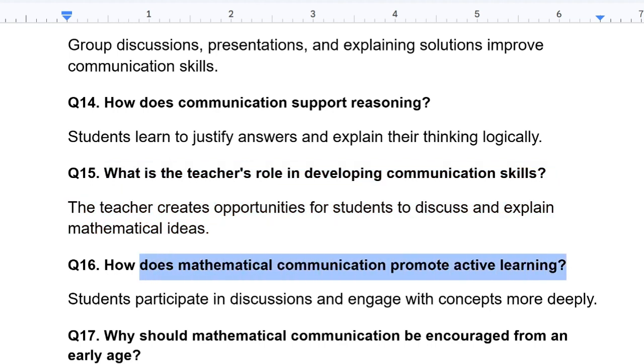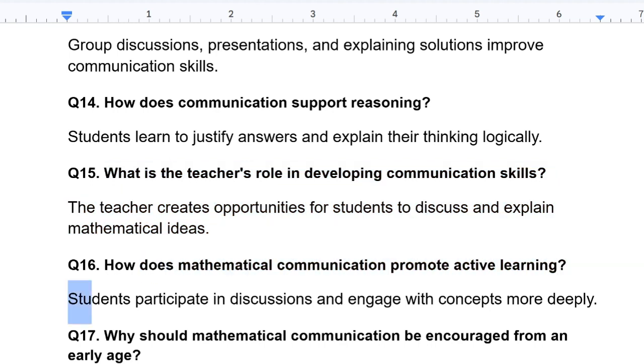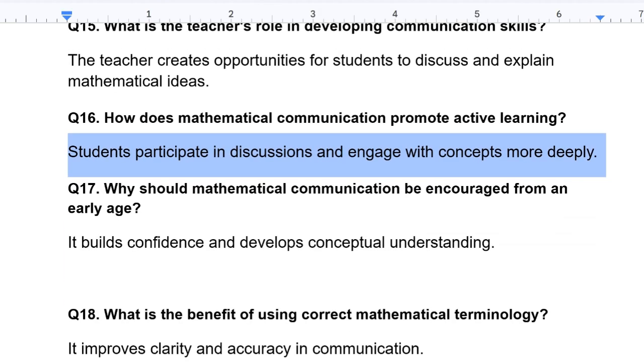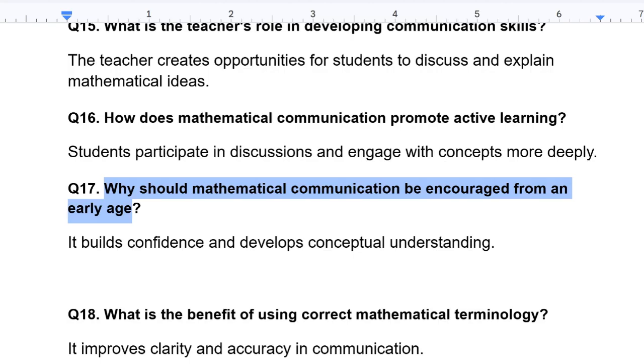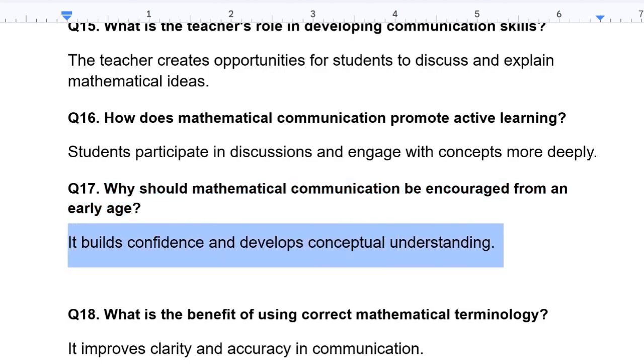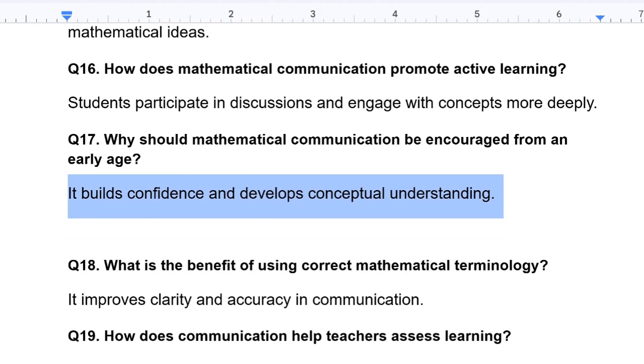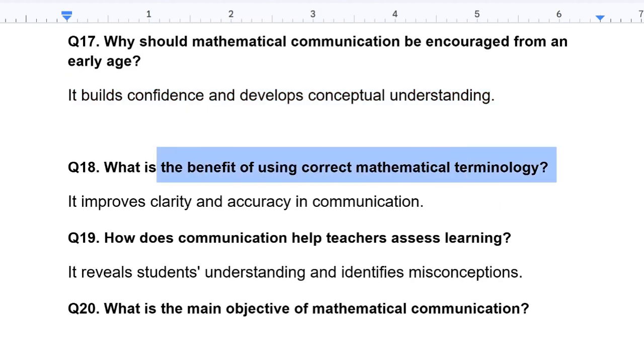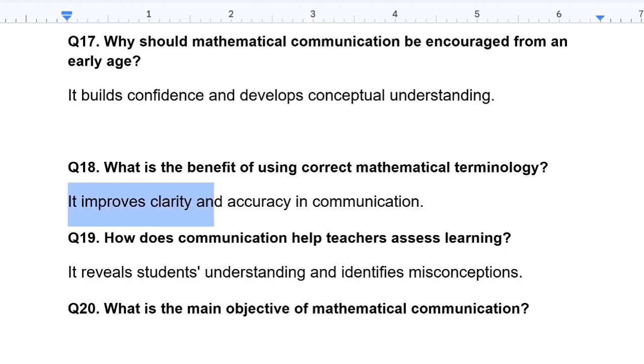How does mathematical communication promote active learning? Students participate in discussion and engage with concepts more deeply. Why should mathematical communication be encouraged from an early age? It builds confidence and develops conceptual understanding. What is the benefit of using correct mathematical terminology? It improves clarity and accuracy in communication.